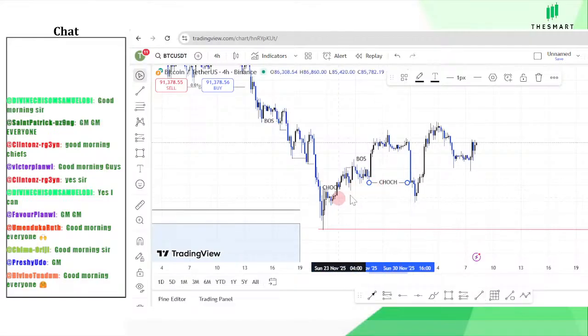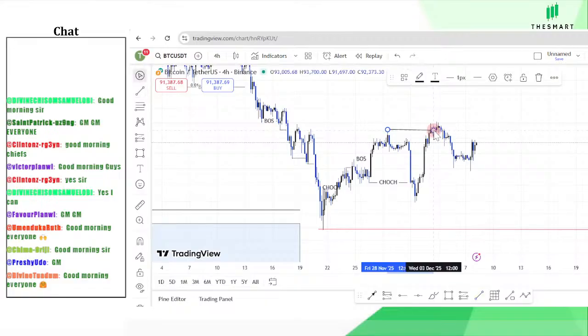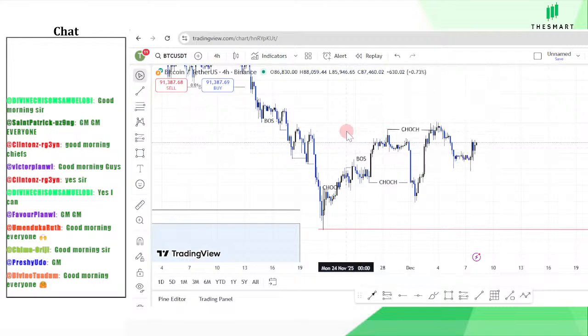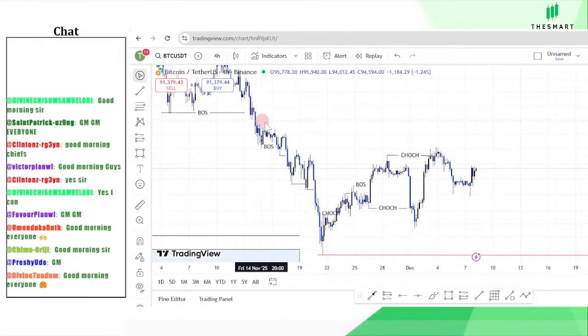Price took out this liquidity below this point and we can see the reversal to the upside. At this point, we have a change of character. So from this structure, on BTC, having this last change of character, and we have this descending liquidity to the downside.